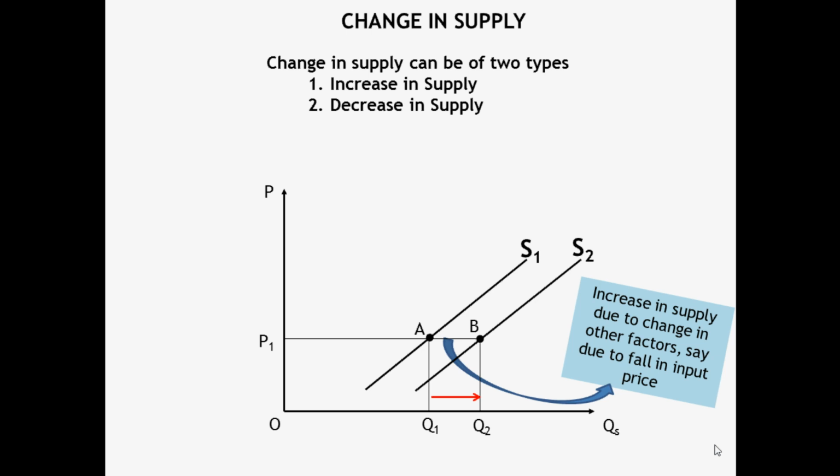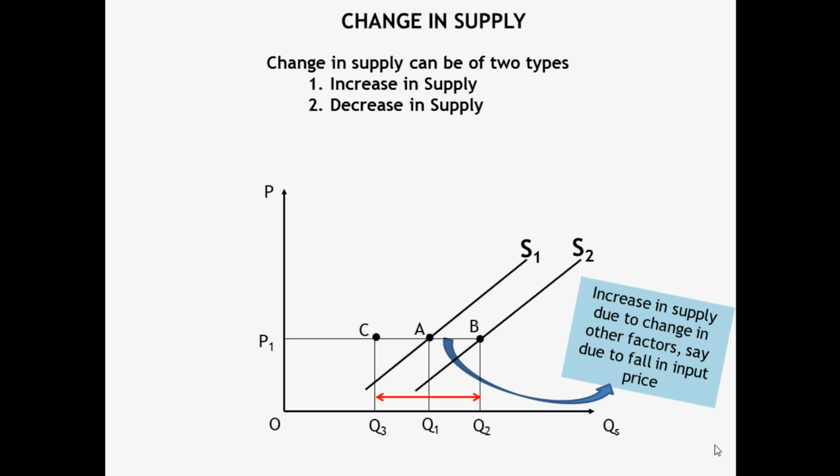Similarly, at P1 price, if the prices of inputs rise, cost of production rises, which will lower the profit of the producers. Producers will produce less. Quantity supplied falls from Q1 to Q3 at price P1, shown by point C.